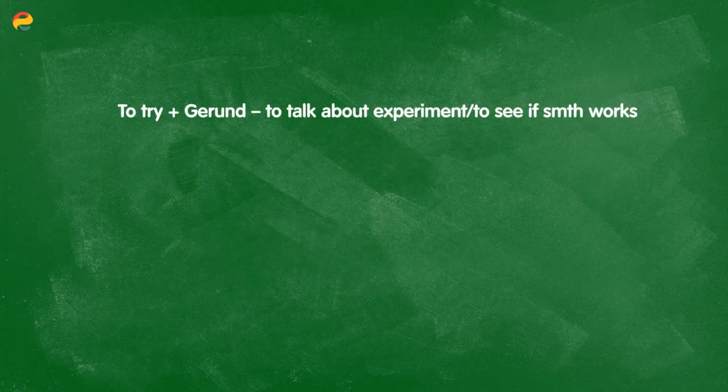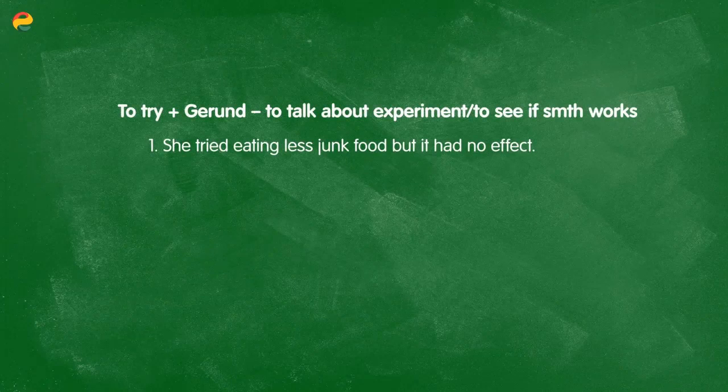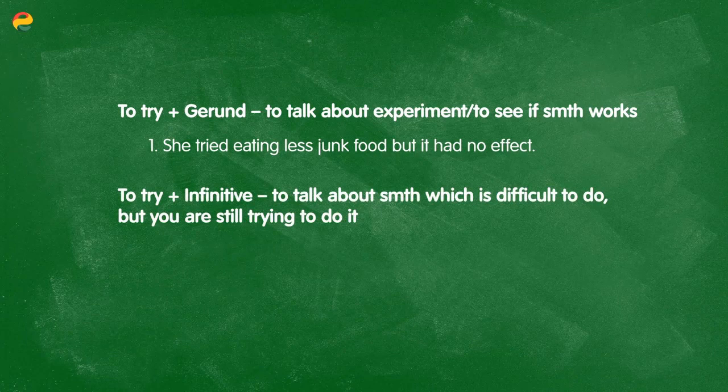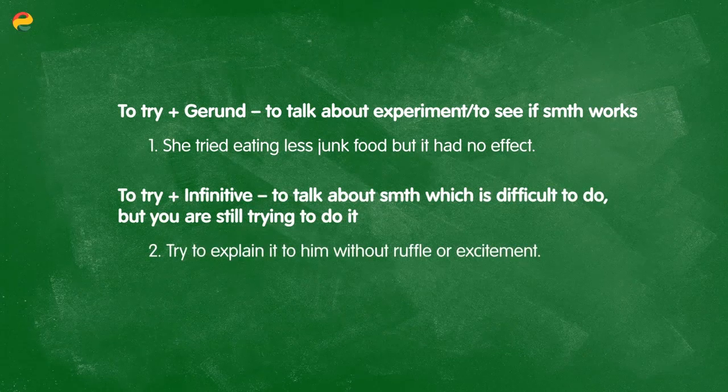Also, to try. To try with a gerund talks about an experiment, or if you're seeing if something works. For example, she tried eating less junk food, but it had no effect. However, to try with the infinitive speaks about something which is difficult to do, but you're still trying to do it. For example, try to explain it to him without ruffle or excitement. Here, I'm telling you about the task.